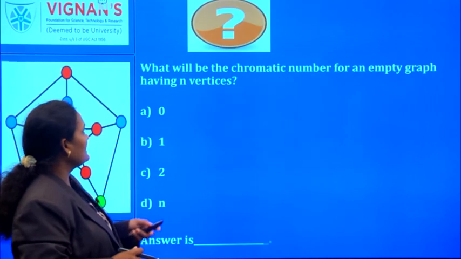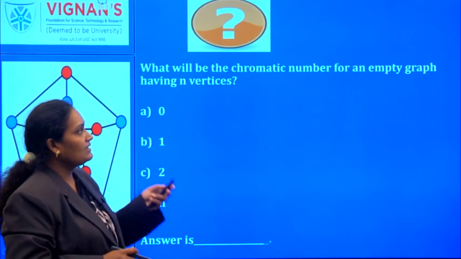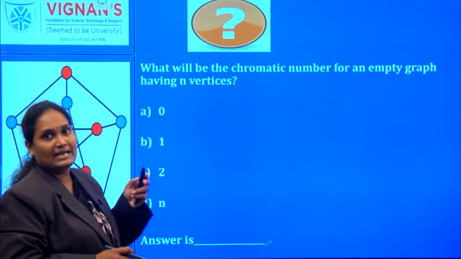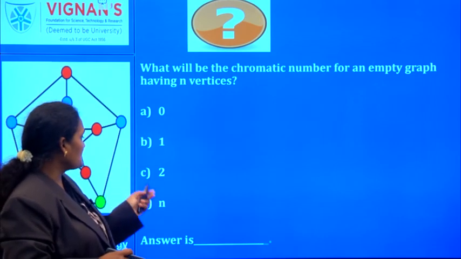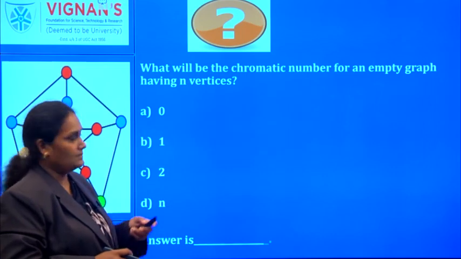The next question is, what will be the chromatic number for an empty graph having n vertices? Option A, 0. Option B, 1. Option C, 2. Option D, n.